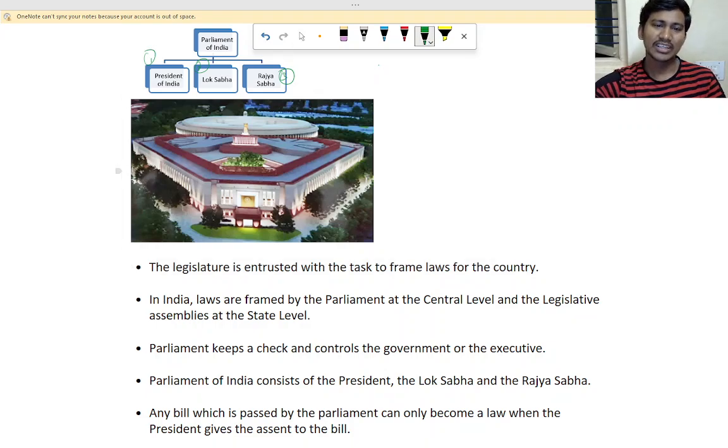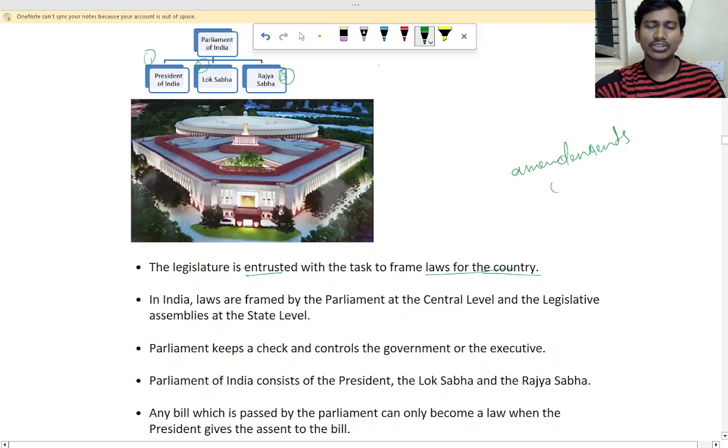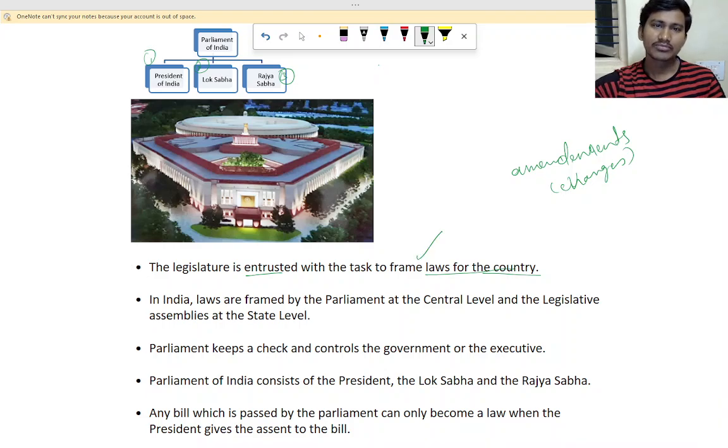country. They can make the laws, and amend, meaning change. Amend means amendments. You may have heard of Constitution amendments, changes. Okay, amendments means changes. So they can change or modify, or make new laws, frame laws. Okay, that is the Constitution.